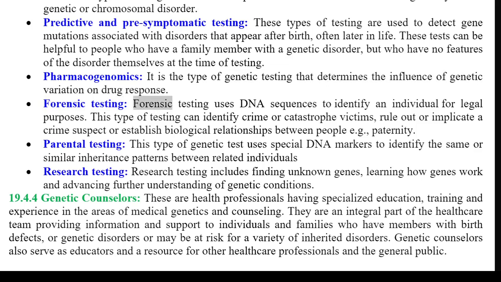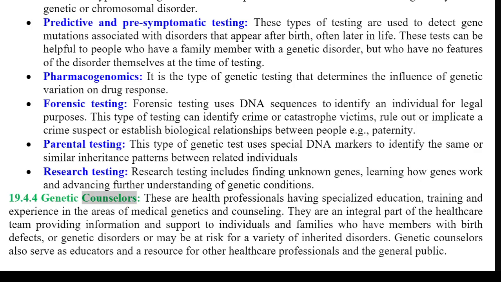Forensic testing. Forensic testing uses DNA sequences to identify an individual for legal purposes. This type of testing can identify crime or catastrophe victims, rule out or implicate a crime suspect or establish biological relationships between people, for example paternity. Parental testing. This type of genetic test uses special DNA markers to identify the same or similar inheritance patterns between related individuals. Research testing. Research testing includes finding unknown genes, learning how genes work and advancing further understanding of genetic conditions.